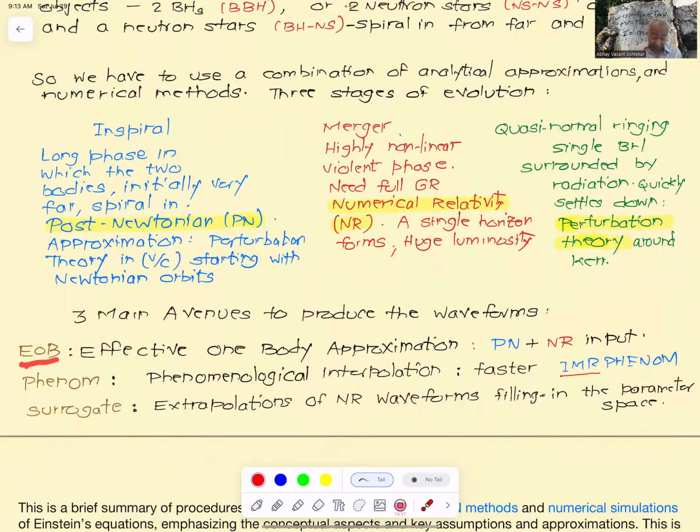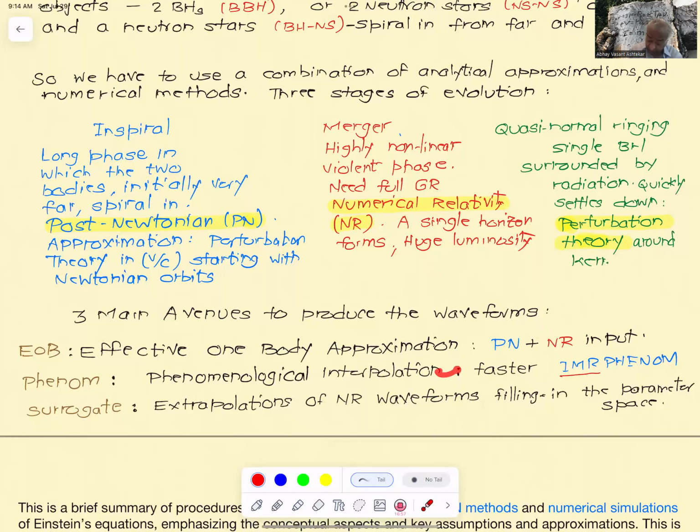One is called effective one-body approximation, where one uses post-Newtonian results together with some numerical relativity inputs. So one is evolving post-Newtonian theory to some approximation, but then correcting it by using the exact numerical waveforms. Then the second class of waveform models are called phenomenological models. And these are phenomenological interpolations.